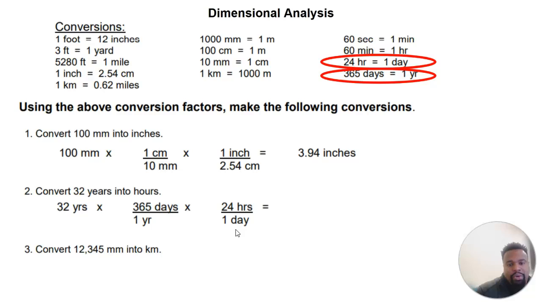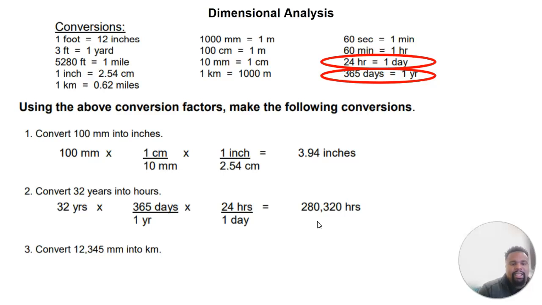So really, all you're doing is multiplying 32 times 365 times 24, and once you do that, you're going to get 280,320, because 1 times 1 is 1. So years cancel out, days cancel out, and if I multiply 32 times 365 times 24, that gives me 280,320 hours. So that's how many hours are in 32 years.